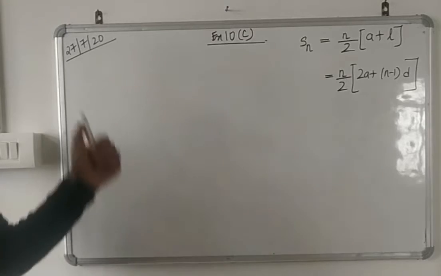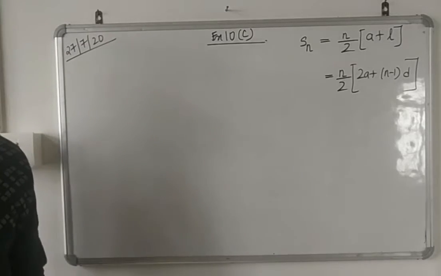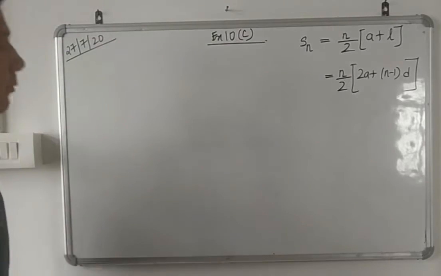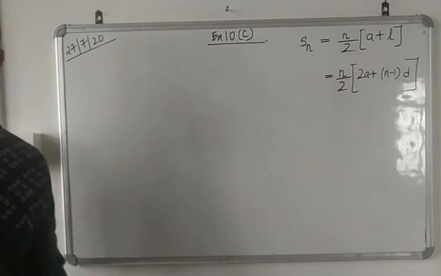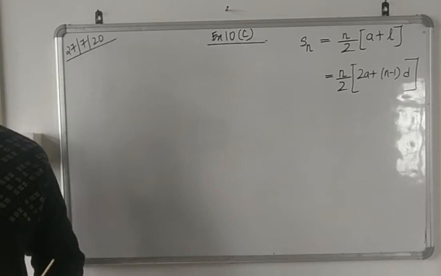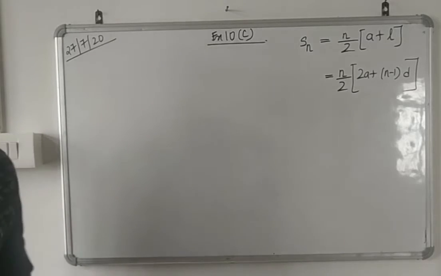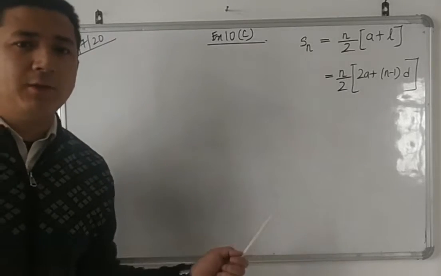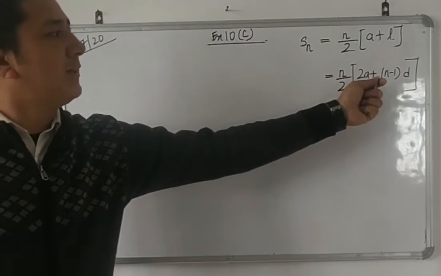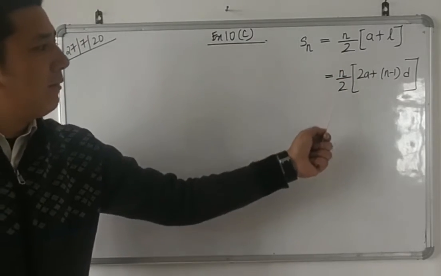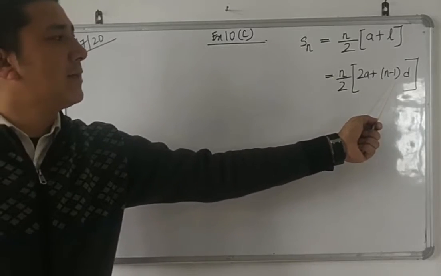So today is 27th of July and today we will be doing exercise 10C. In exercise 10C we have to do sum of n terms of an AP. Now the formula for the sum of n terms of an AP is given by Sn equals n by 2 (a plus L) and Sn equals n by 2 (2a plus (n minus 1) into d).